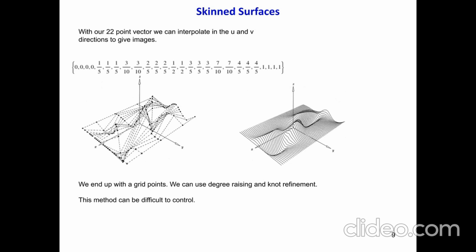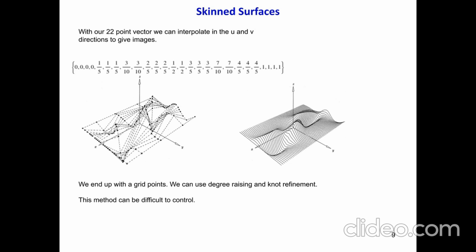So it's quite a few points with any sort of larger surface. This number 22 could really increase exponentially and become quite unmanageable, I'm sure. So when we set up this 22 point vector, we essentially now have a grid of points in the U and V directions, and we can interpolate in the U and V directions and actually create a surface this way. This method can be very difficult to control exactly what the surface is going to look like.